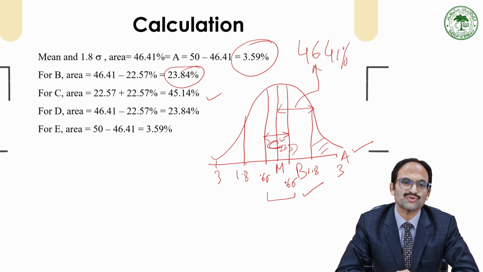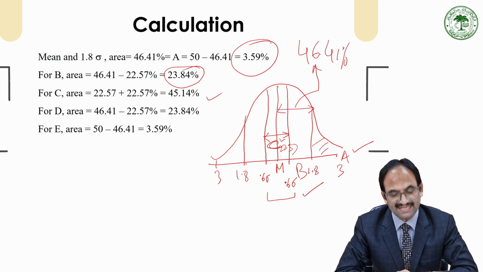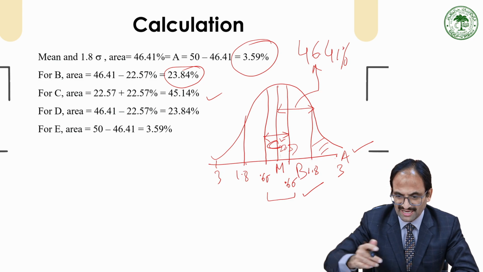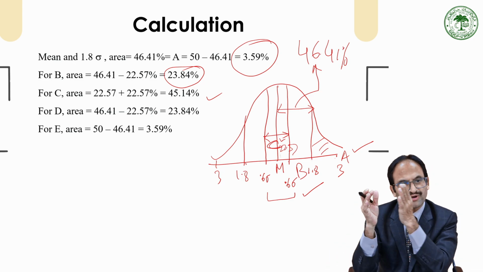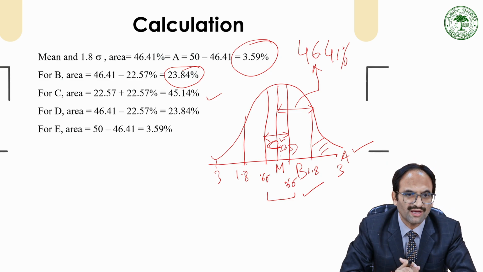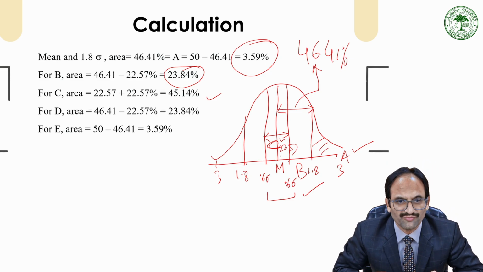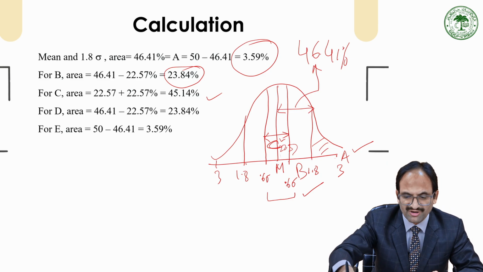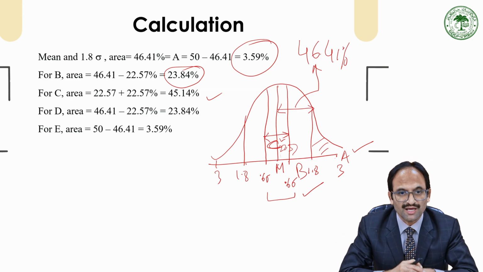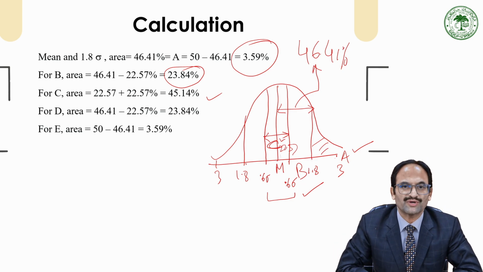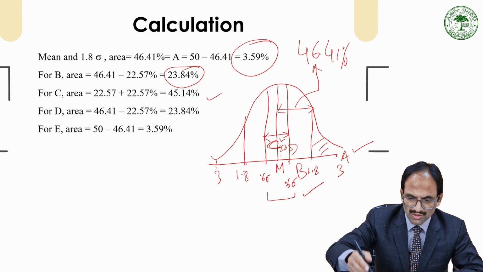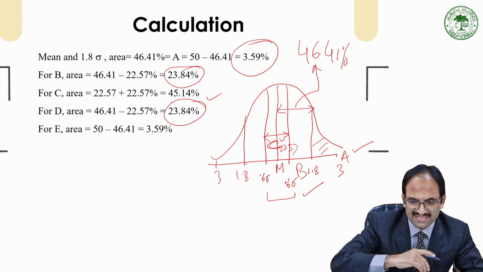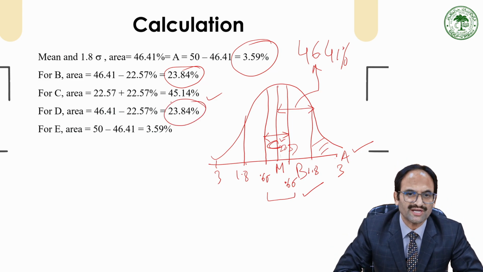Now, let us proceed and find out the area for D. So, area for D, again this whole area, that is from mean to 1.8 sigma, you know it is 46.41, and the moment you subtract from mean to 0.6 sigma, that is 22.57, you will get 23.84%. So, for B and D the case will be the same, that is 23.84%.